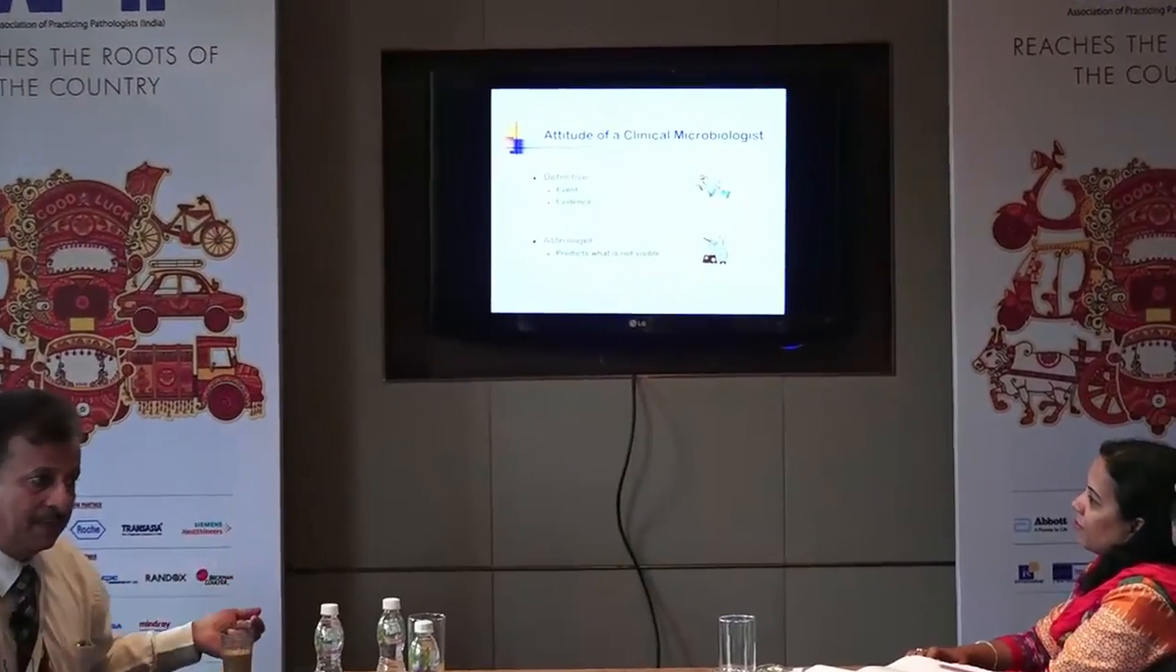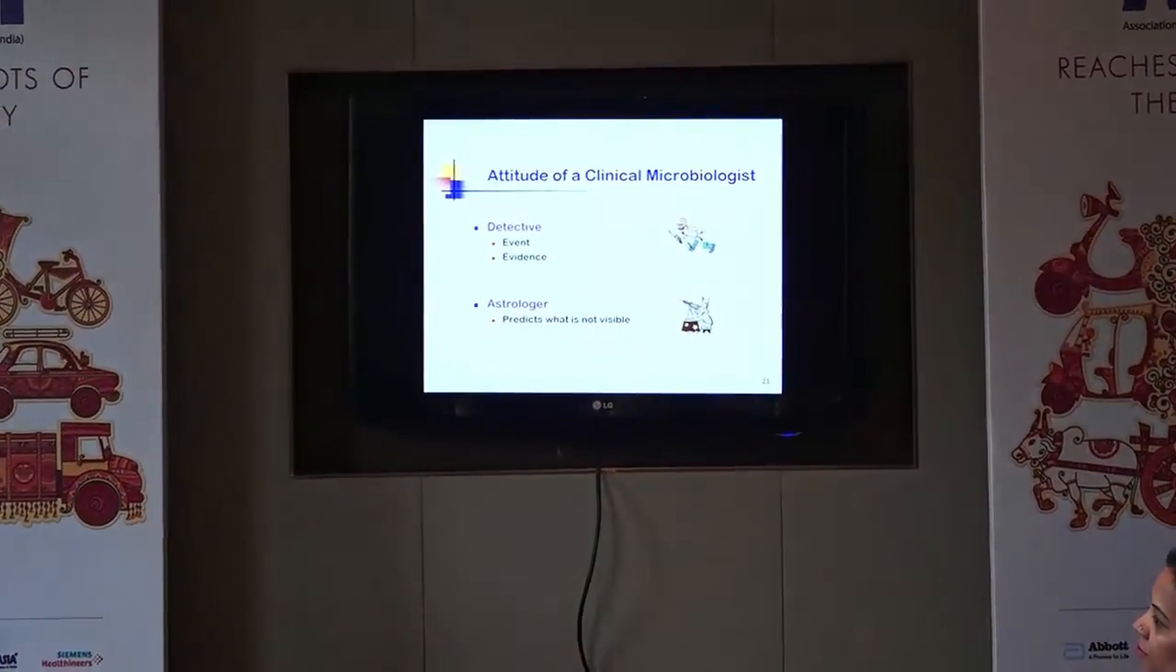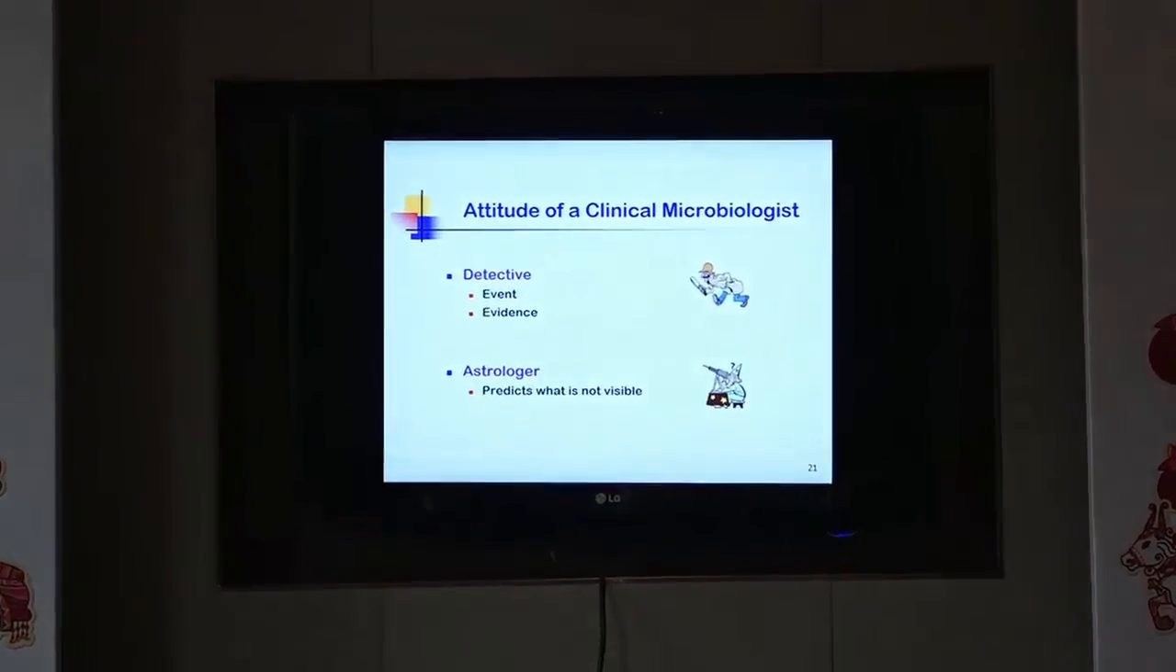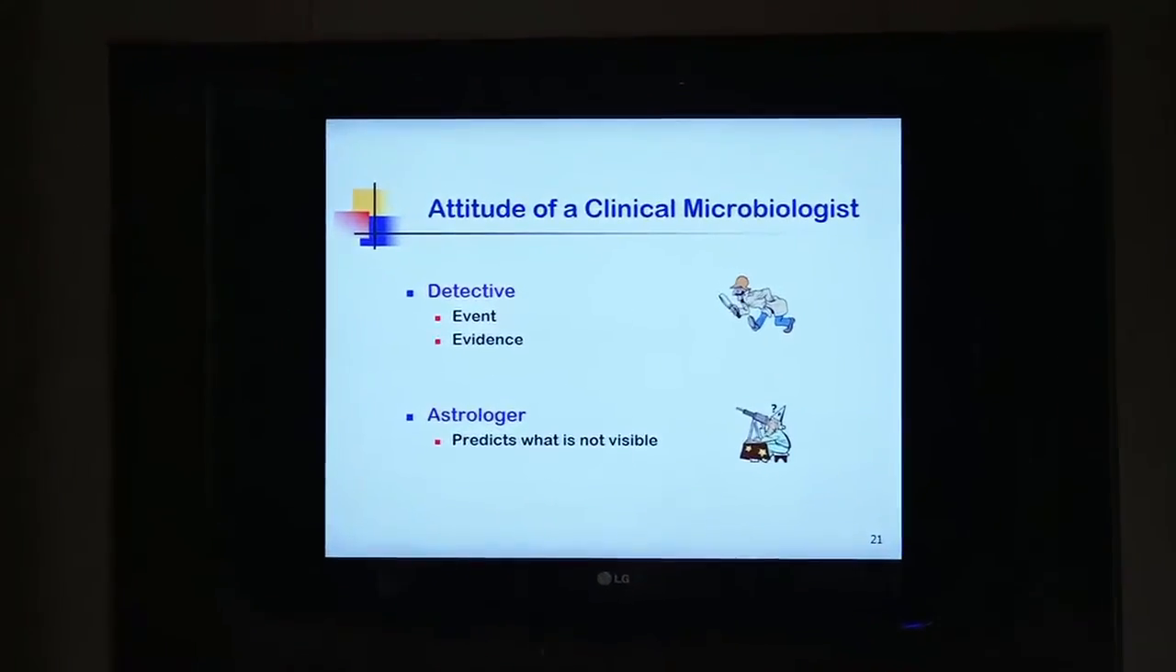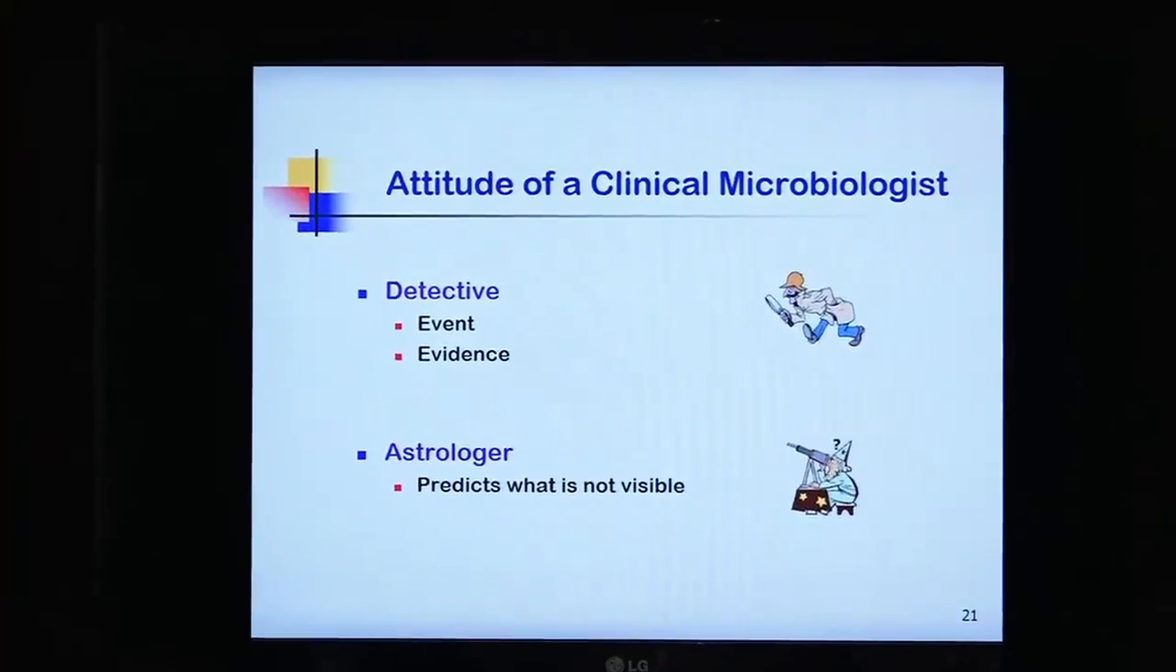He should read the event and collect the evidences in favor of that event. If he doesn't get sufficient evidences, he should look for more. Ask for more samples, get more smears made, review the smears, things like that. So you have to collect the evidence, completely study an event, and then declare a result.